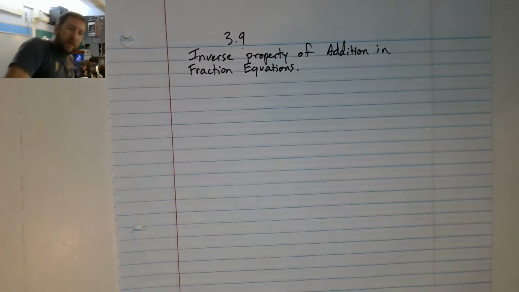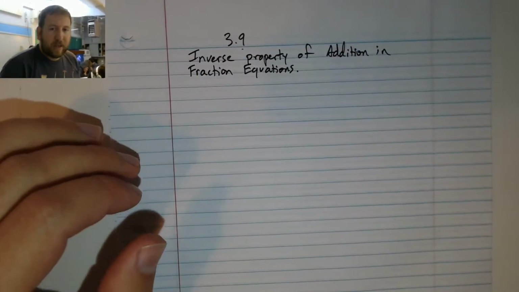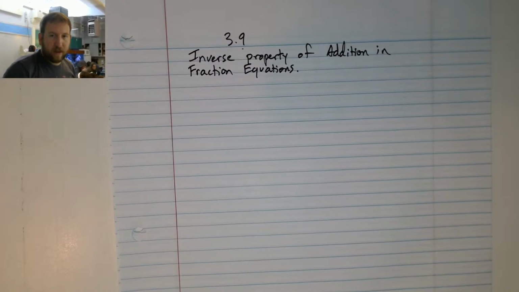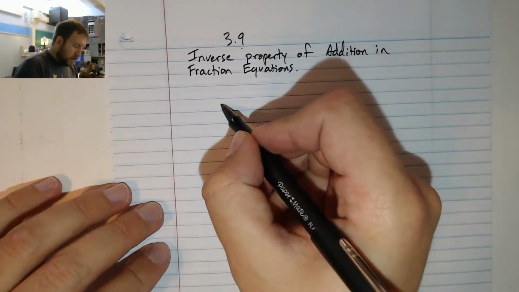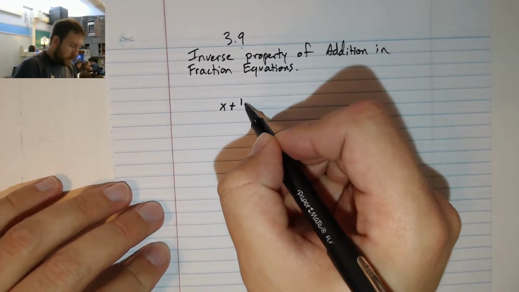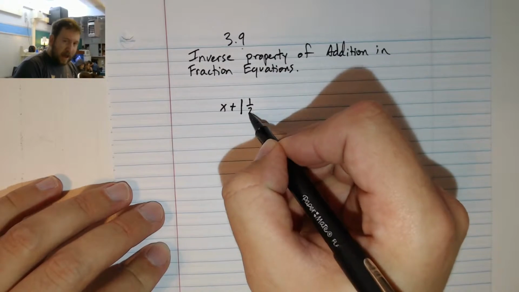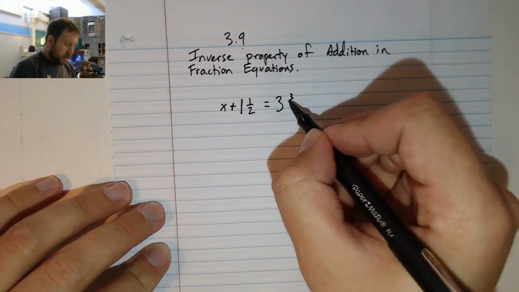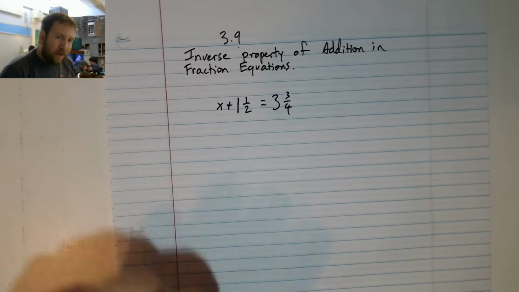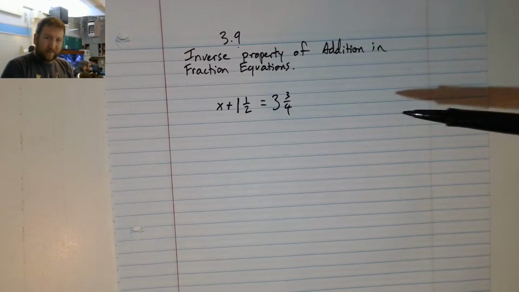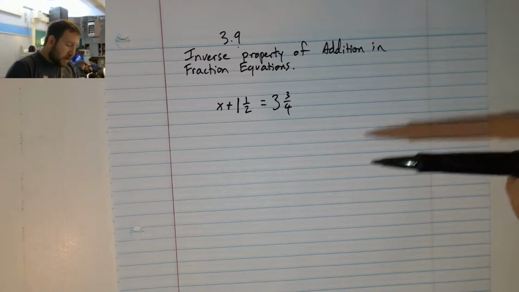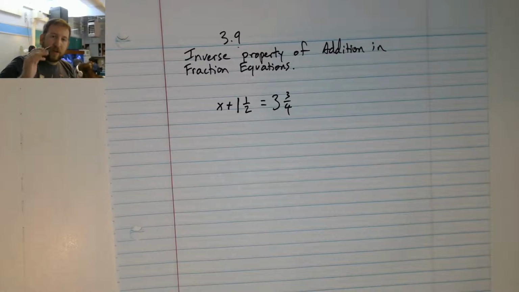Alright, so this section is going to be a review again. It's similar to sections that we've done in the past. And we're going to be solving questions that look like this, which is kind of going to be our goal: x plus 1 and 1/2 equals 3 and 3/4. And we've done this before with decimals, and we've done it with just whole numbers. But we're going to be doing it with fractions this time, and I want to show you the steps for how this works.